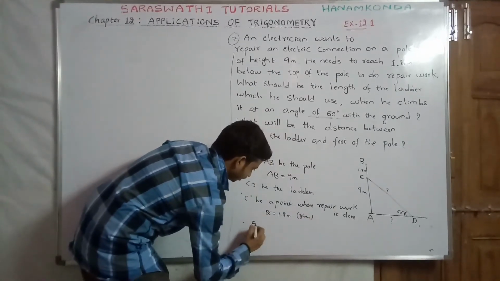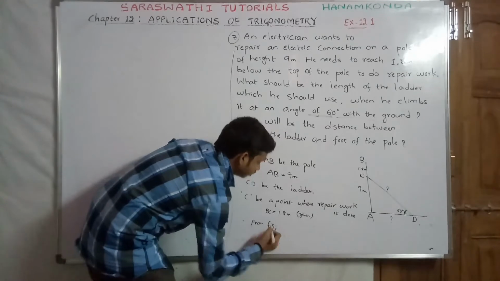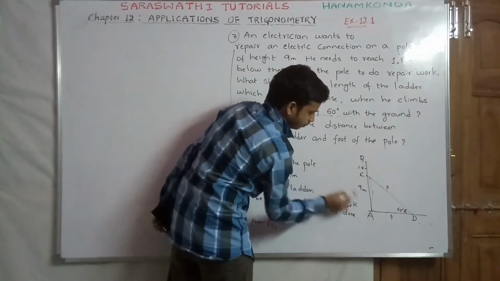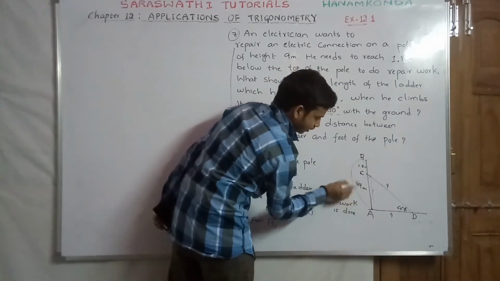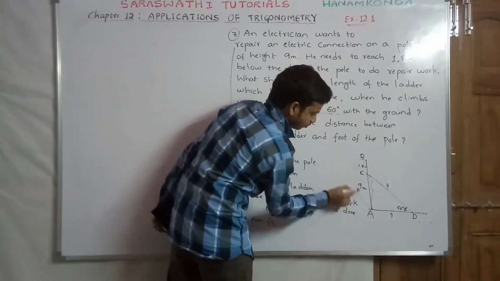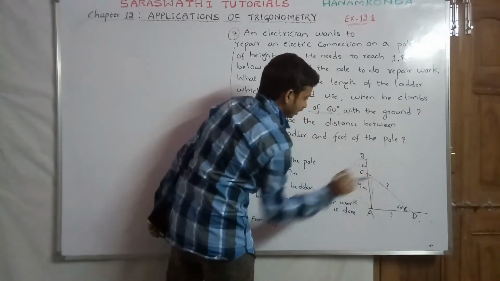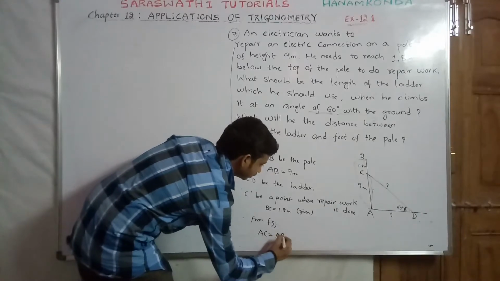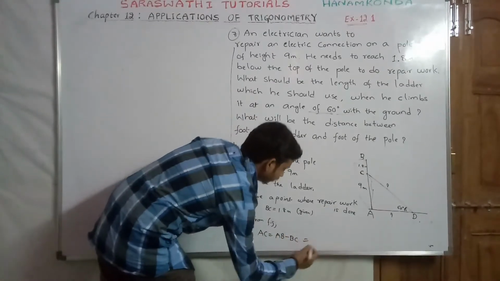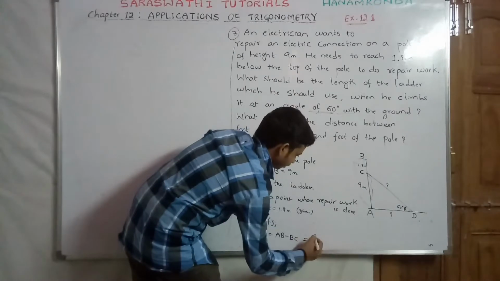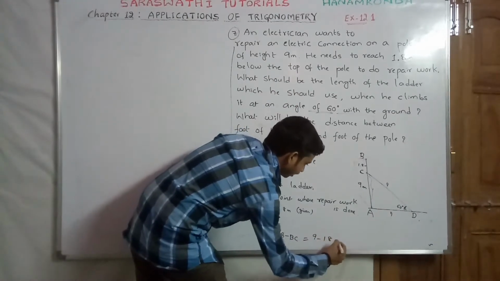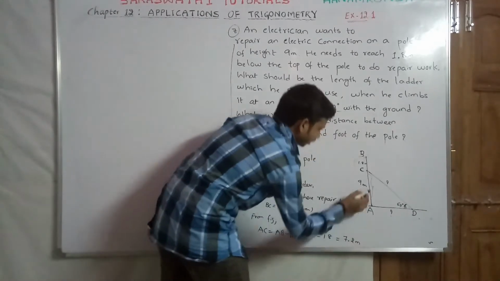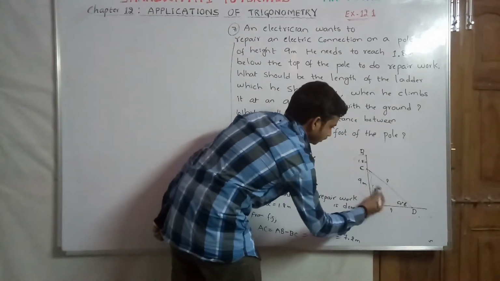Therefore, from the figure, we can obtain the AC value. If we subtract the BC value from AB, where AB is 9 meters, then we get AC. From the figure, AC equals AB minus BC, so it equals 9 minus 1.8, which is 7.2 meters. So the AC value is 7.2 meters.